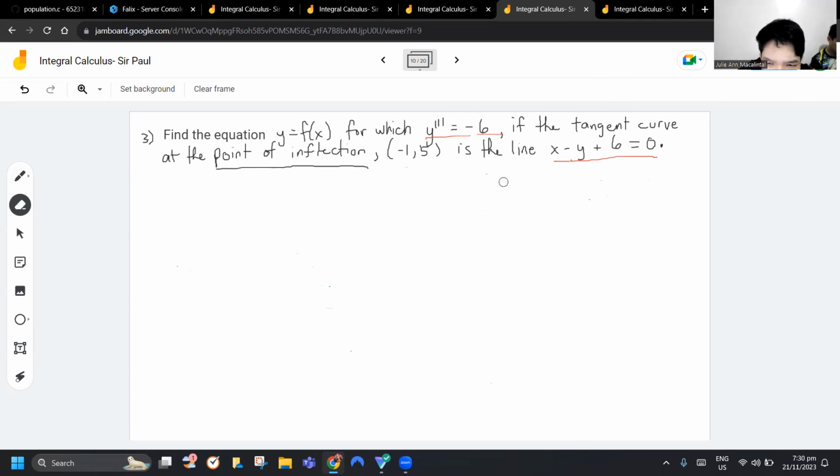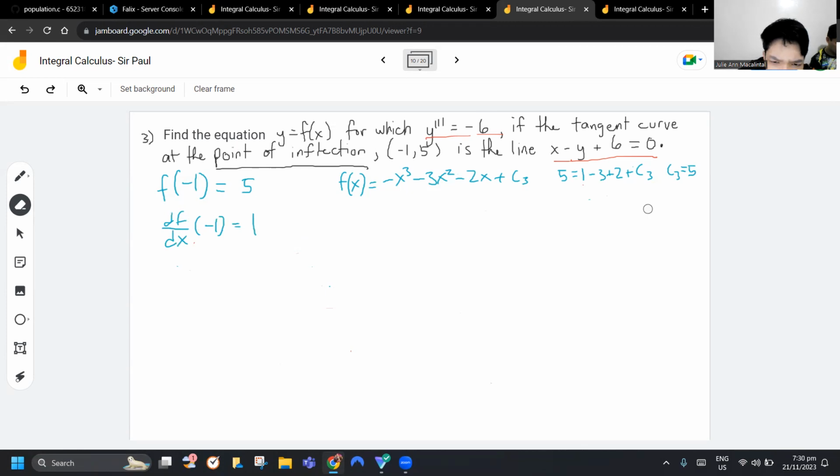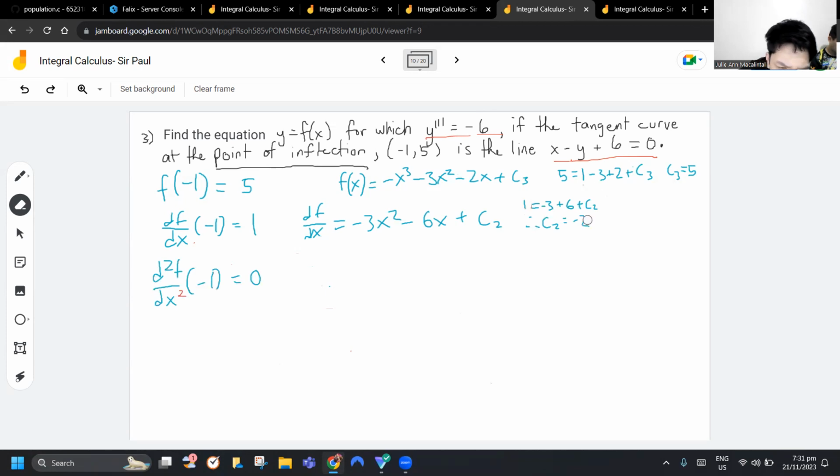So for number 3, this is the equation. And we are asked to find the original equation. This is the third derivative, and we're asked to find the original equation. So we can use the already given information, and then we can find the third constant. We can use our information about the slope, which means the derivative. This is the first derivative, and we can get the expression and use what we got earlier, which is C3 equals 5, to find C2.